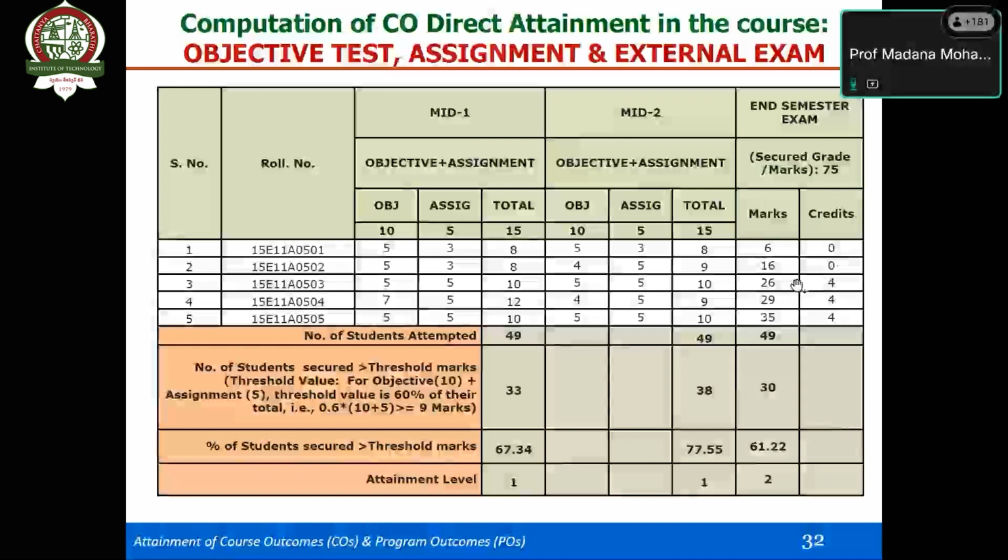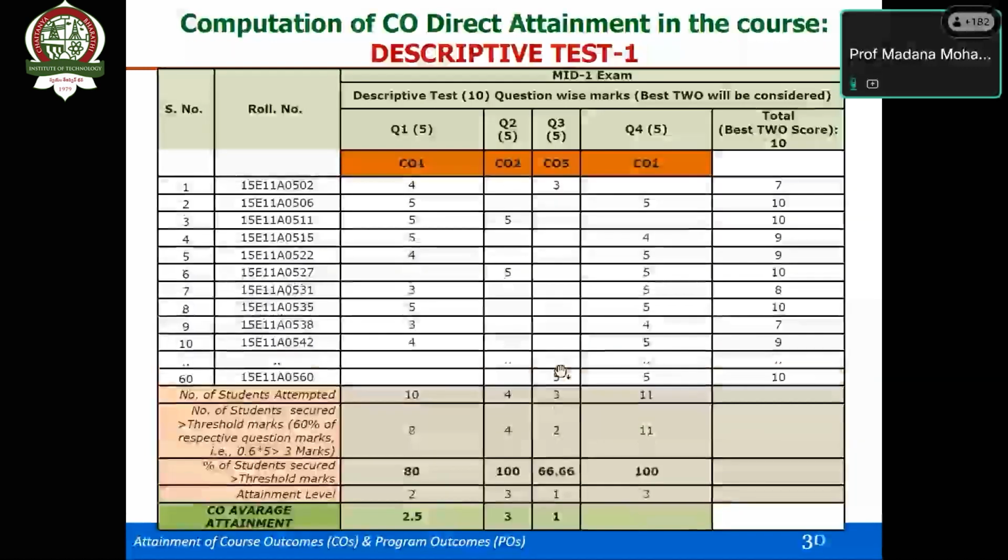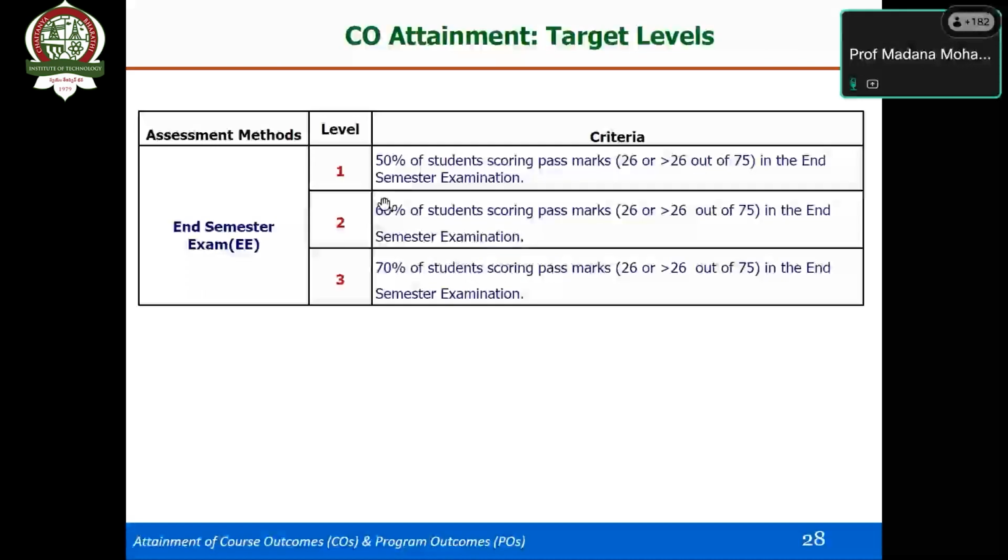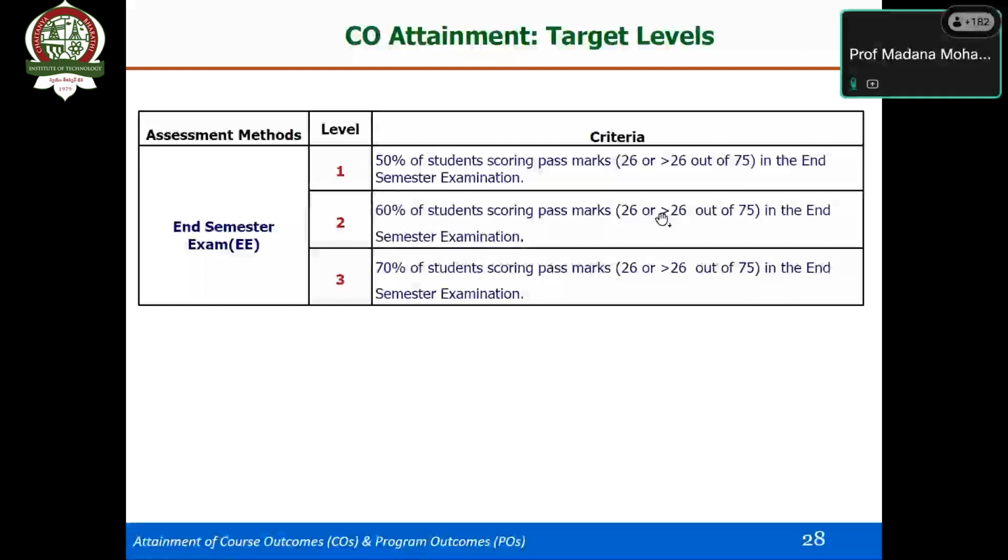For the end exam, I already mentioned I have only total marks. I don't have question wise marks. So here I have taken total attempted students for the end exam, 49. Out of 49, how many students secured greater than the threshold value? For the end exam, you can see the target levels here. 50% of students who score the pass marks in the end exam, level 1. 60% students you will get level 2. 70% students and above you will get level 3.